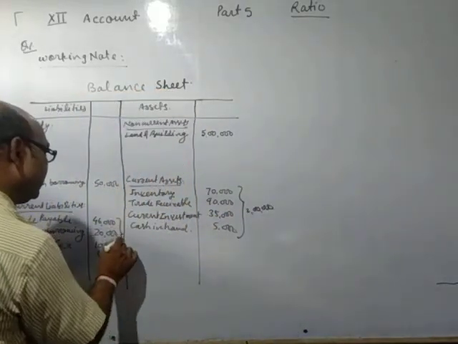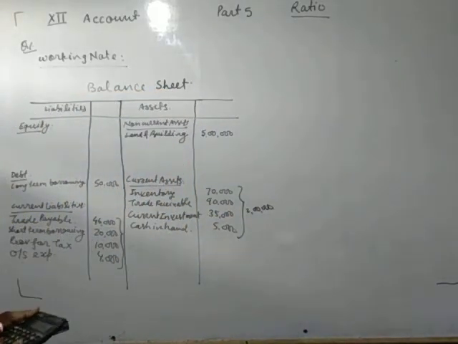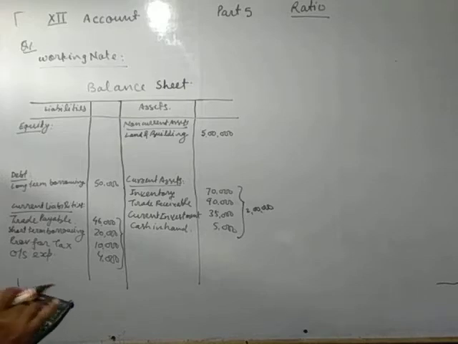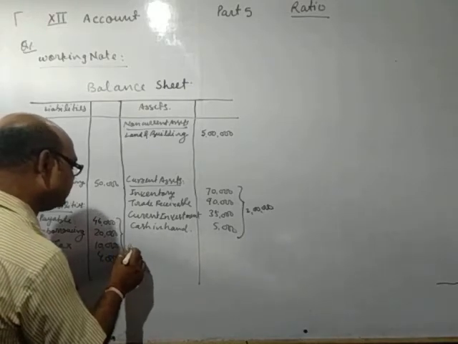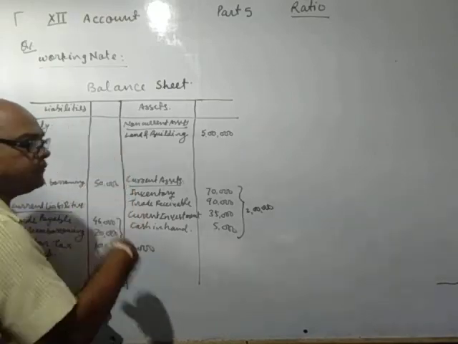And these are the current liabilities. Make the total: 46,000 plus 20,000 plus 10,000 plus 4,000. This will come 80,000. This is the rough working note.